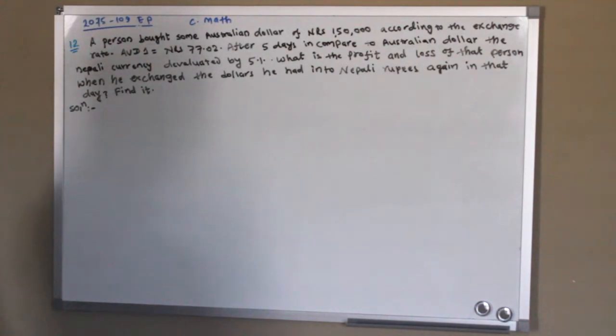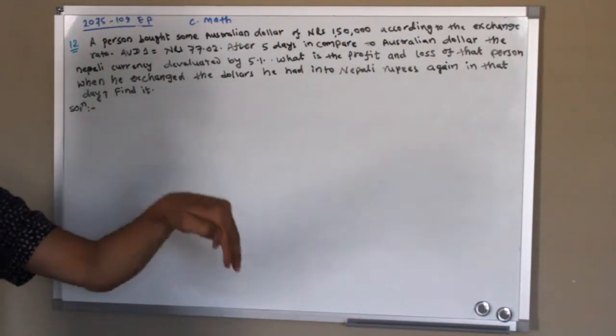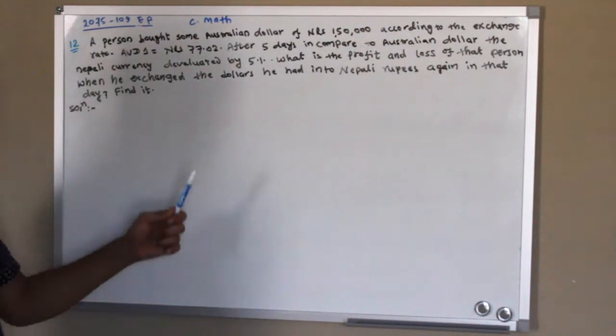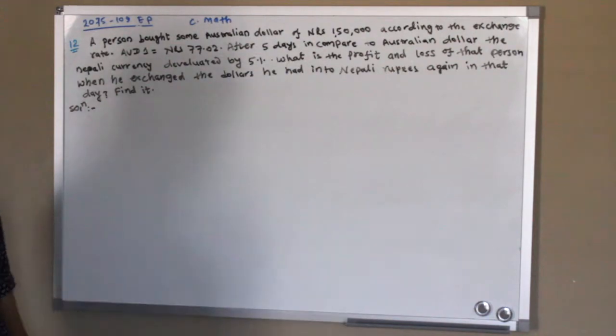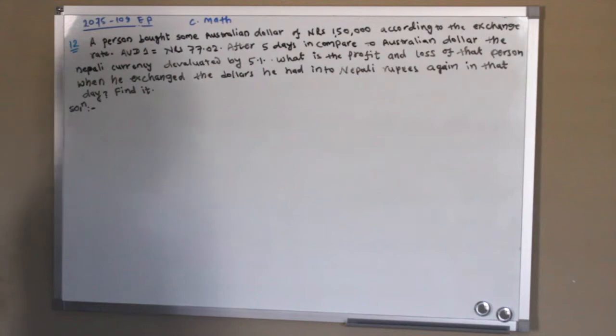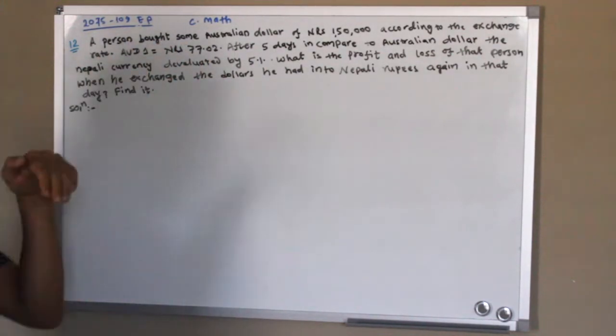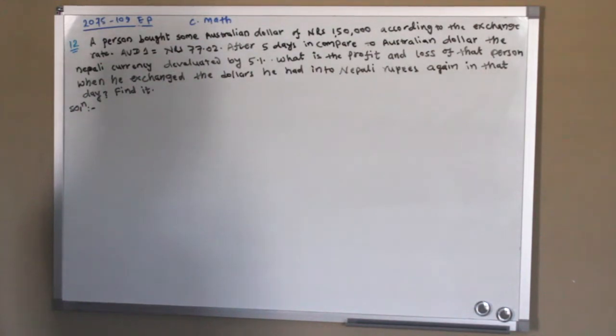After 5 days, compared to the Australian dollar, the Nepali currency devalued by 5%. Which means you have to understand, if the Nepali currency is devalued, the Australian dollar went up, right? It's going up, increasing, getting stronger. So what is the profit or loss if that person exchanged that dollar when the dollar was going up, or the Nepali currency was devalued?